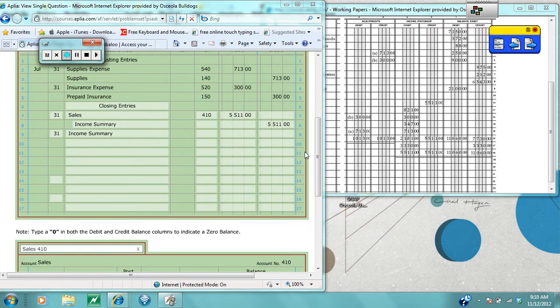You have permanent accounts. These permanent accounts all fall over here. They never get closed out from one accounting cycle to the other. They just keep on rolling over. Where with our income statement accounts, there are temporary accounts. We close them out. We'll now be using the income summary account.